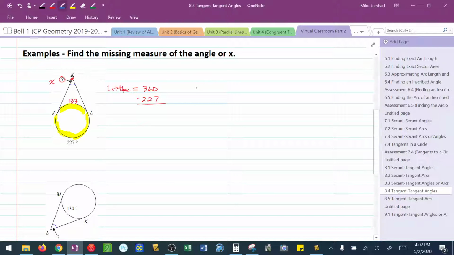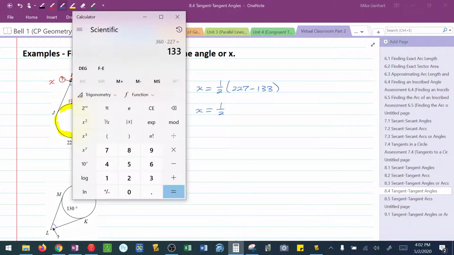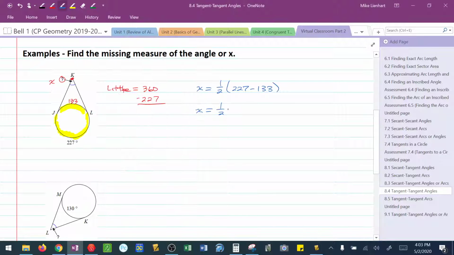So here we go. I know that the angle is equal to half the arcs subtracted. So that would be 227 minus 133, or X is equal to half of 227 minus 133, which gives me 94. And half of 94 would be 47.